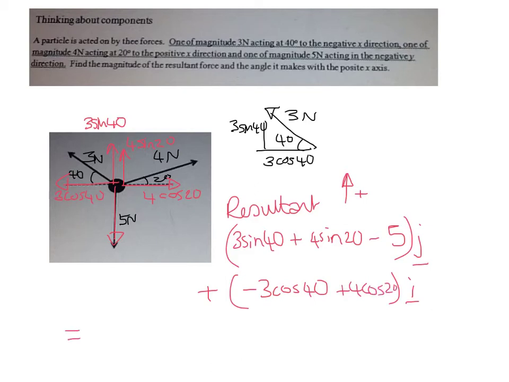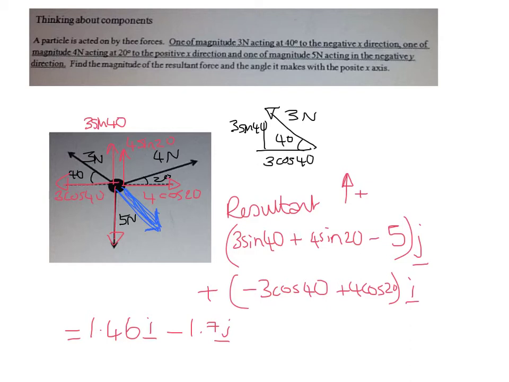Getting my calculator and working out what those actual numbers are, making sure I'm in degrees, I get 1.46i minus 1.7j. So that's the overall force that the particle feels from these three forces acting on it, altogether it's 1.46i minus 1.7j. So it sort of feels a pull roughly in that direction there.